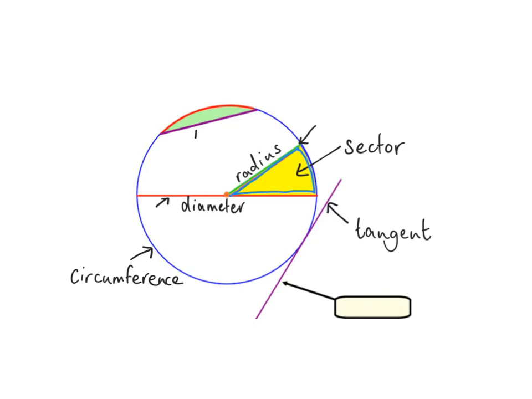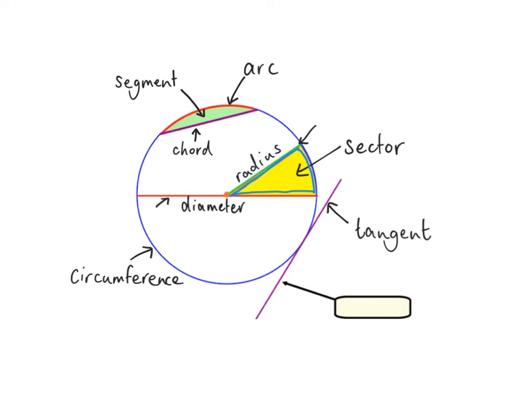And what do we call this purple line here? So it's going from one part of the circumference to another, but it's not going through the centre. So what do we call it? We call that one a chord. What do we call this red line here? Part of the circumference. We call that one an arc. And what do we call this light green area here? It's the area enclosed by a chord and an arc. We call that a segment.